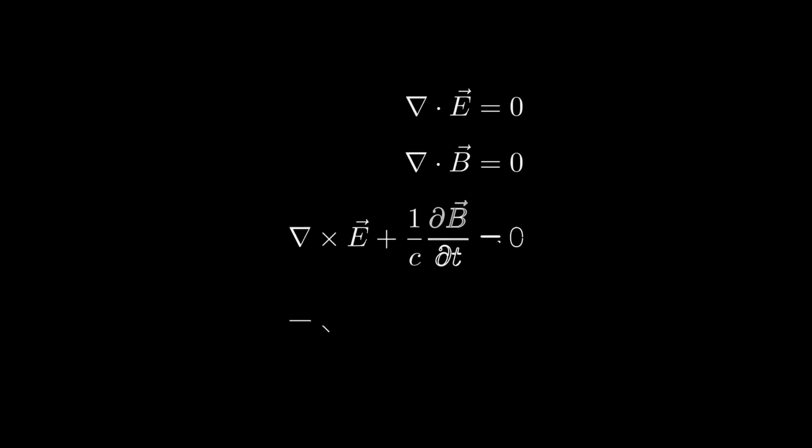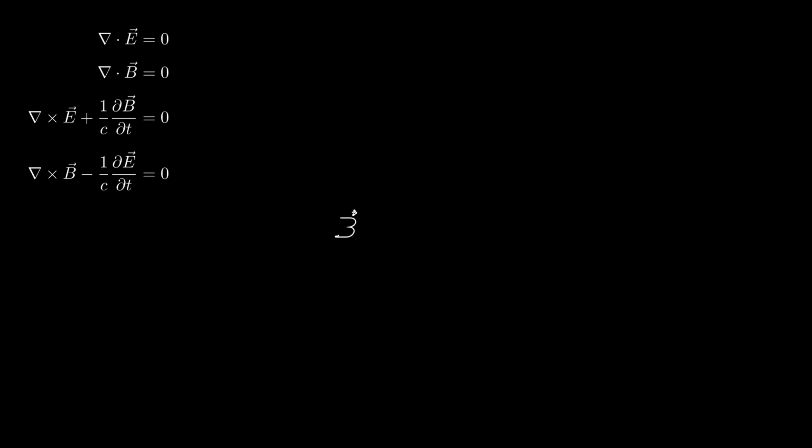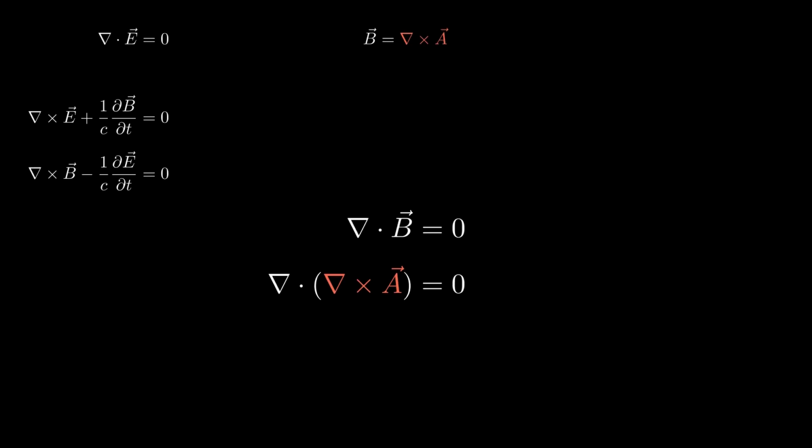We start with Maxwell's equations in free space, in Gaussian units. The magnetic field can be written as the curl of the vector potential. Taking the second Maxwell equation and substituting in our definition of the magnetic field, we can see that the second Maxwell equation is satisfied as the divergence of a curl is zero.